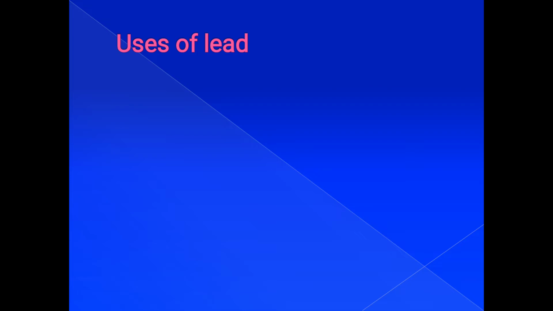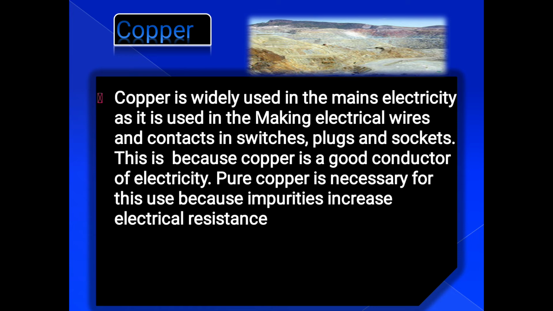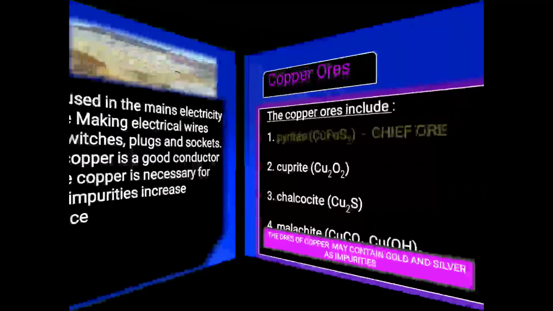Uses of lead, I will send you to check with your notes to look at the uses of lead. We look at the next metal, which is copper. Copper is widely used in the mains electricity, as it is used in the making of electrical wires and contacts in switches, plugs, and sockets. And this is because copper is a good conductor of electricity. Pure copper is necessary for this use because impurities increase electrical resistance, and that is not what you want.